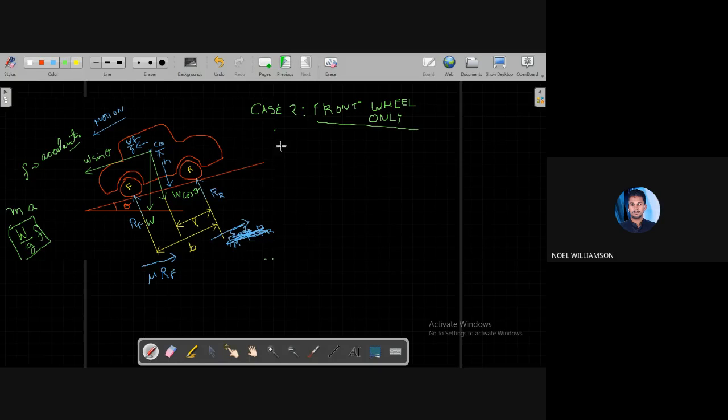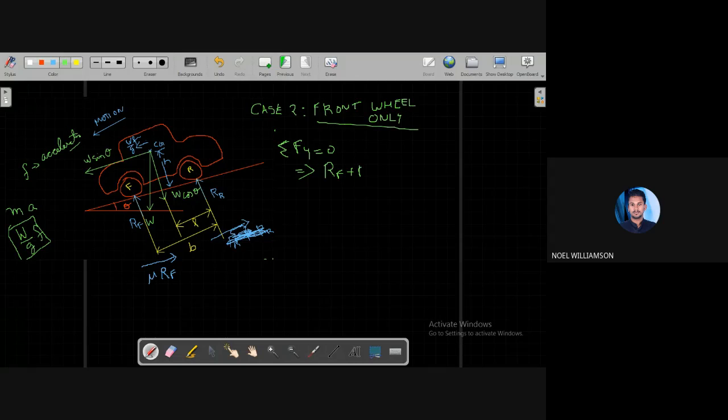So we go to the equations. The first one is sigma Fy equal to 0, which implies RF plus RR equal to W cos theta itself, the same value.